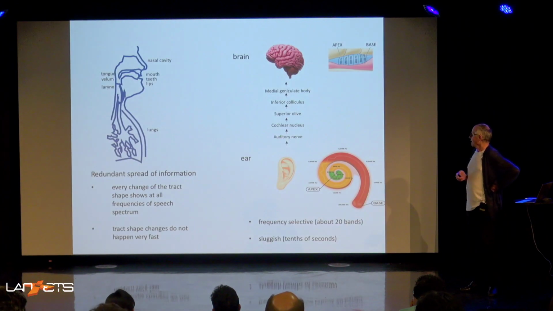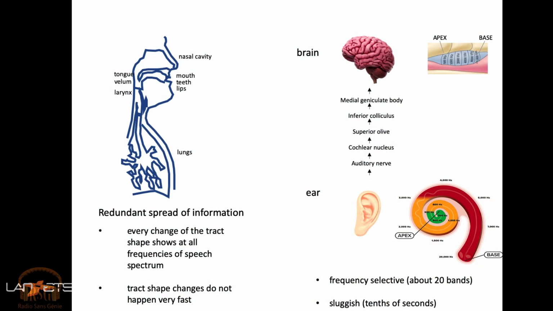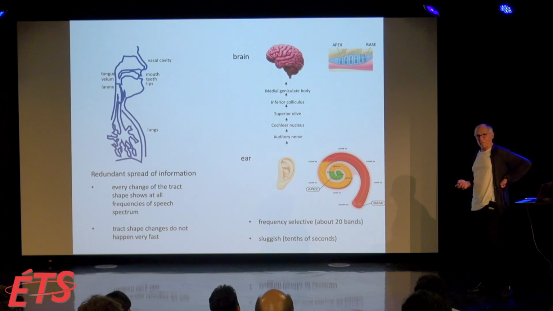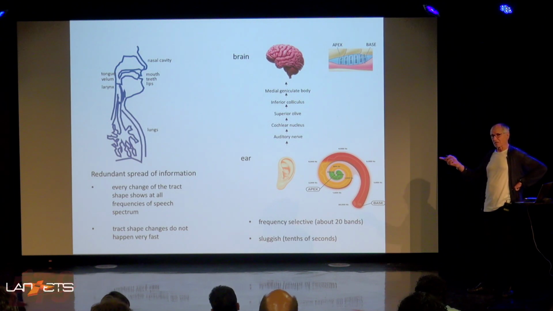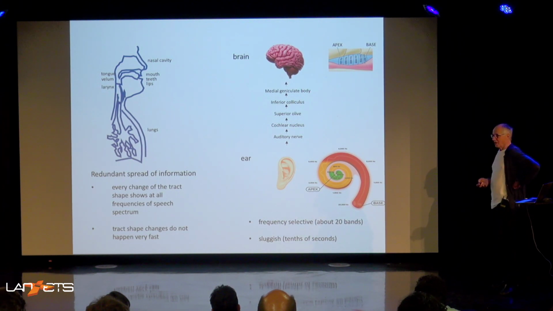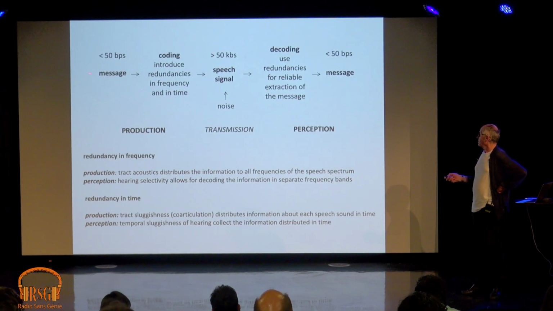So after all, if you look at it, we have the vocal tract, and we have a hearing system. Every change of the tract shows at all frequencies of the spectrum. And the tract shapes are not happening very fast, but hearing is frequency selective, meaning that I can pick up information from different bands of the spectrum, and it's relatively sluggish. That's what we have seen when we were analyzing the cortical receptive fields. So it means that hearing is quite happily capable of doing the following things.